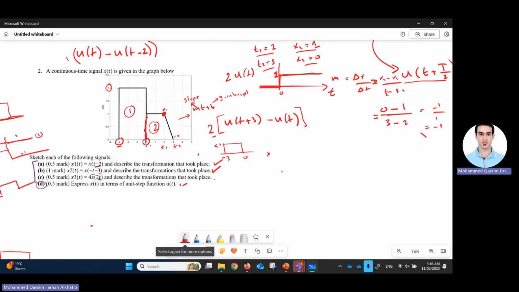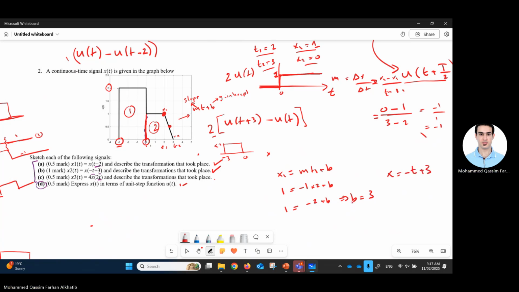Okay, so let's take x1, for example. x1 equals m t1 plus b. b is the constant. So x1, how much? It was 1, equal to -1 times t1, which is 2, plus b. So 1 equals -2 plus b. So b equals 3. Now my line, this function here, x equals -t plus 3.